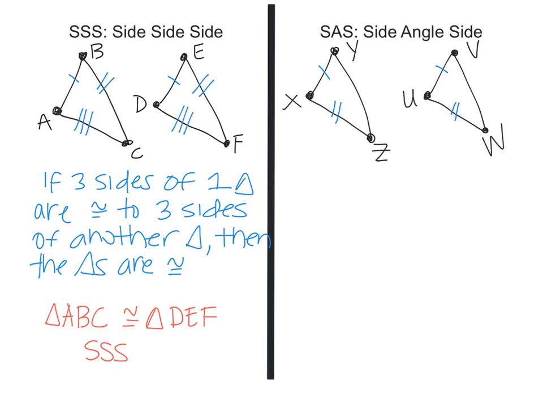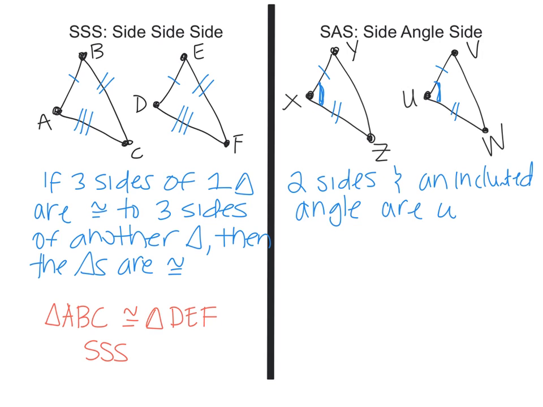Remember when we talked about included angle? Well, that's going to be this angle here on both of them. So this means I have to have two sides and an included angle that are congruent. Keep in mind that the angle is between the sides.